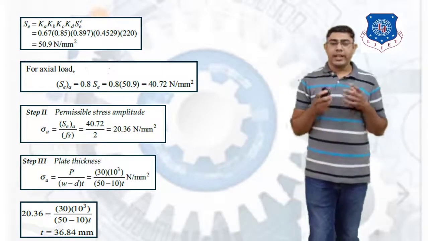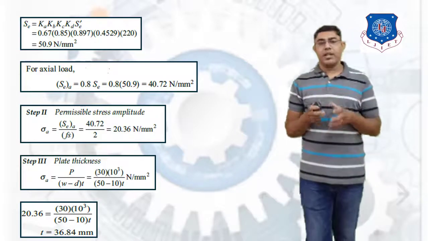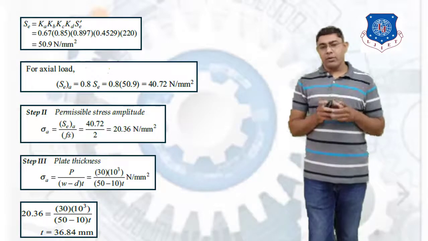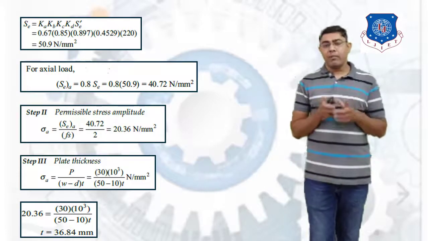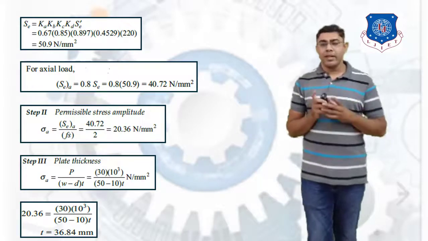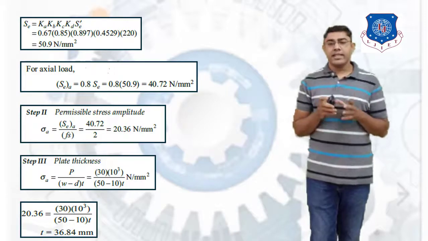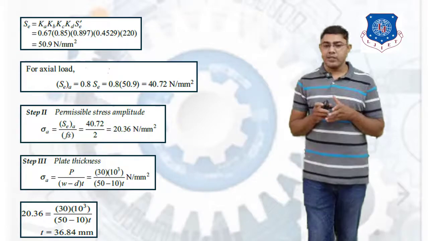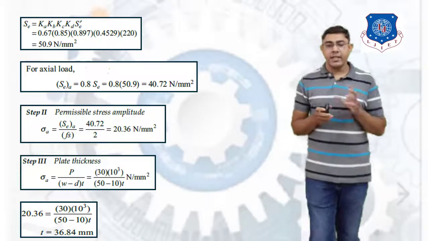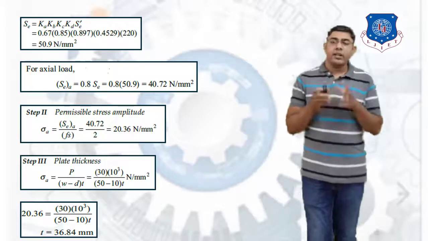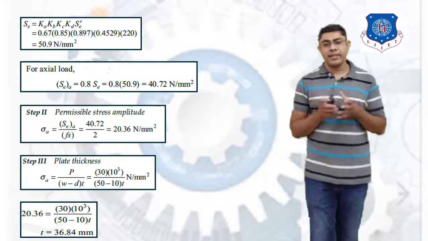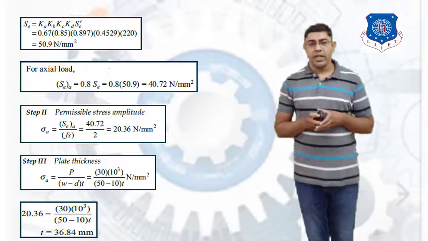In this way you can calculate the thickness of a particular geometry for infinite life problems. Keep in mind that whenever the problem is based on infinite life, you have to consider the endurance limit to calculate the design parameters. Here T is 36.84 mm. If you take the thickness of the plate T as 36.84 mm, then the plate sustains at least 10 raised to 6 cycles, meaning the plate has infinite life.